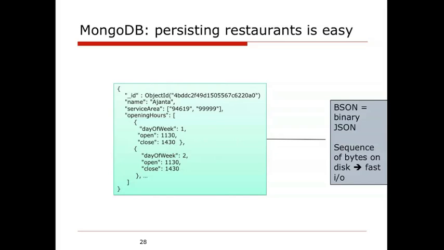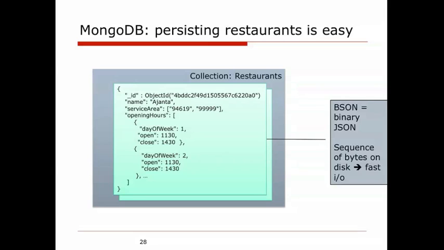And what's nice about this is that it exists in Mongo not as textual JSON, but as binary JSON. And it's persisted very efficiently on disk as just a sequence of bytes. You've got quite a complex structure that's stored very efficiently, written to disk and read from disk using serial I/O, so it's quite fast.